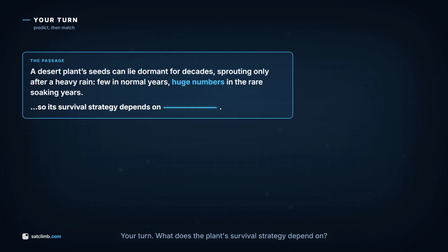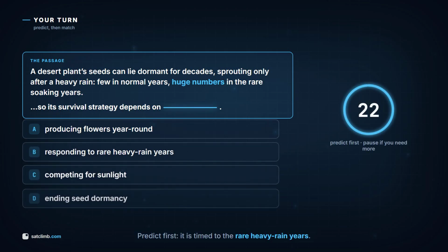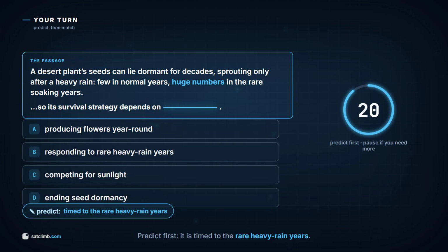Your turn. A desert plant's seeds can lie dormant for decades, sprouting only after a heavy rain, few in normal years, but huge numbers all at once in the rare soaking years. So its survival strategy depends on blank.